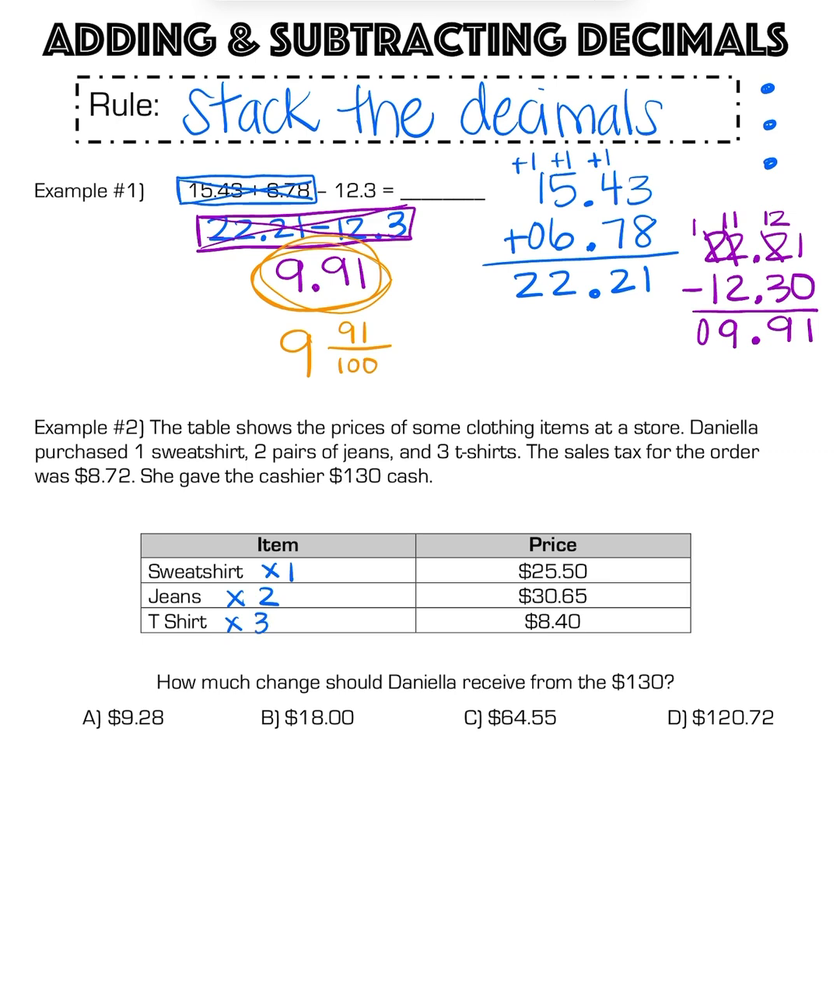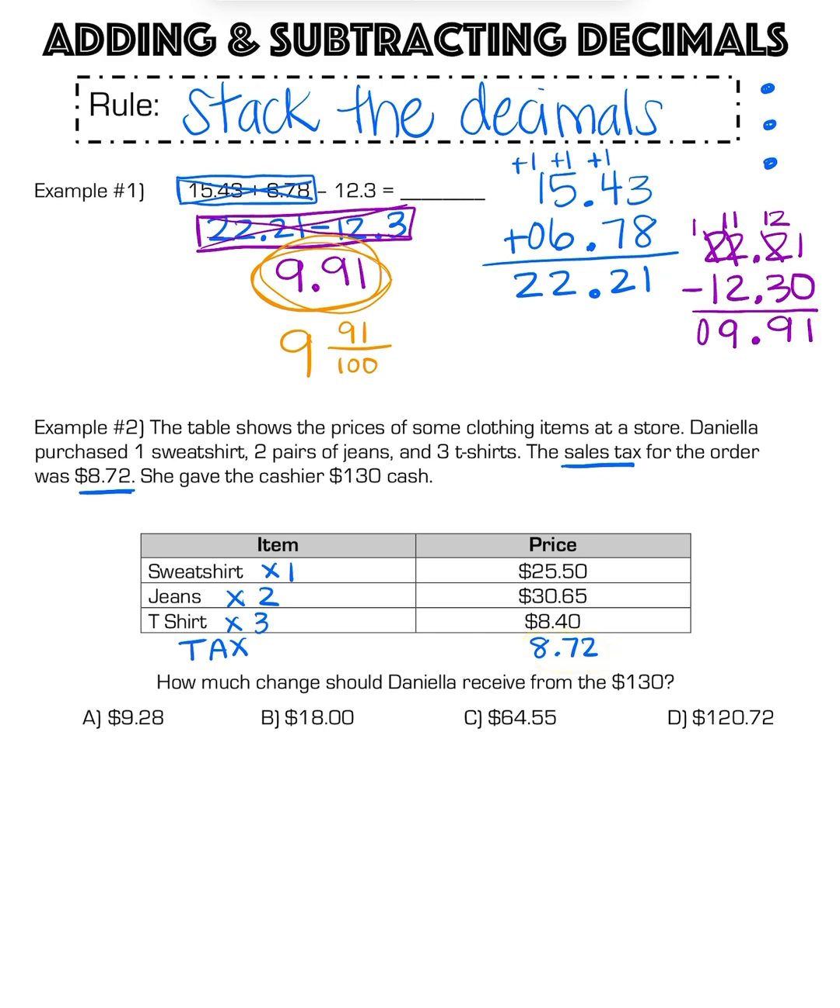It says the sales tax for the order was $8.72. So I'm going to go ahead and add under my items, tax, $8.72. So I know that I'm going to need 1 sweatshirt. I'm going to need 2 jeans. So I'm going to have to add that $30 twice, and 3 shirts. So I'm going to need $8 3 times. And then I'm also going to need to add in that tax because tax is something else we have to pay.